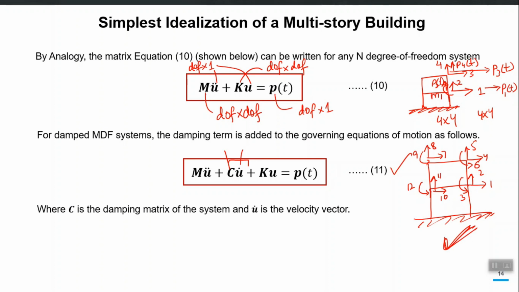So our equation 11 will still be valid. All we need to do is to calculate the mass, the tributary mass at each node, and then see, for example, this node, the corner node, will have half of the mass of this beam, half of the mass of this column, right, and then this will be the mass of this node.